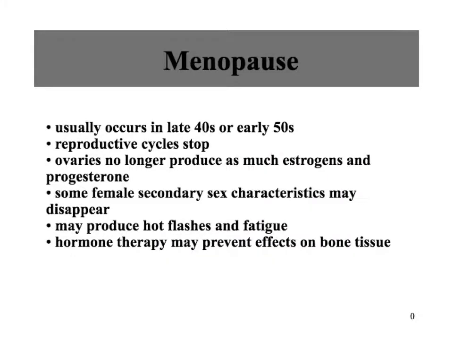Because of the effects of aging, we do see metabolic changes in both males and females. The ovaries no longer produce the same level of estrogen and progesterone. We know this has far-reaching effects on many female secondary sex characteristics: hot flashes, fatigue, decreasing bone density, and a variety of other effects. Hormone therapy may prevent some of the effects, but the changes are gradual and progressive over time.